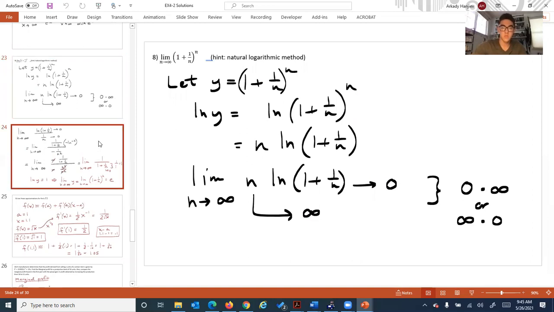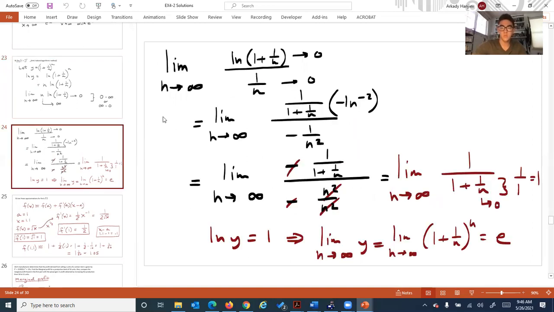Then you start getting to this right here. So you have n going to infinity, and you should have something that looks like this: 1/(1 + 1/n). And then you can cross out the infinity, that n is going to infinity, which means 1/n is going to 0.